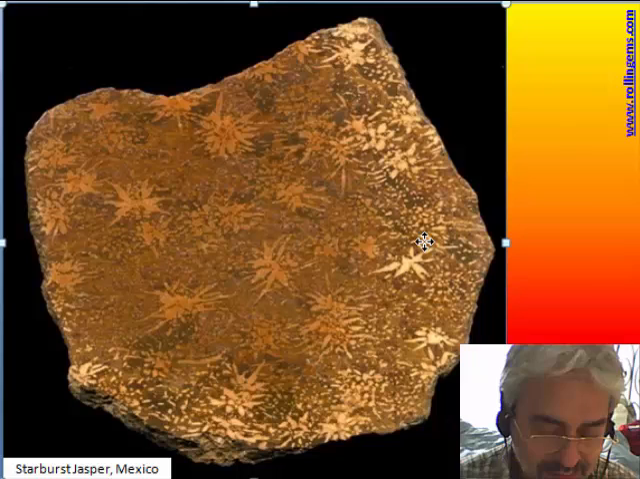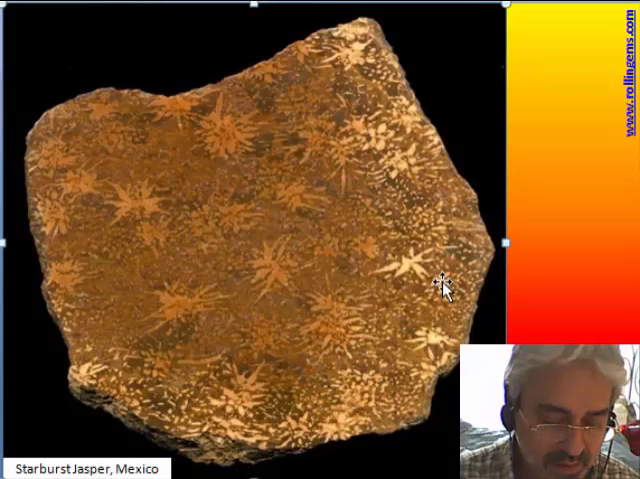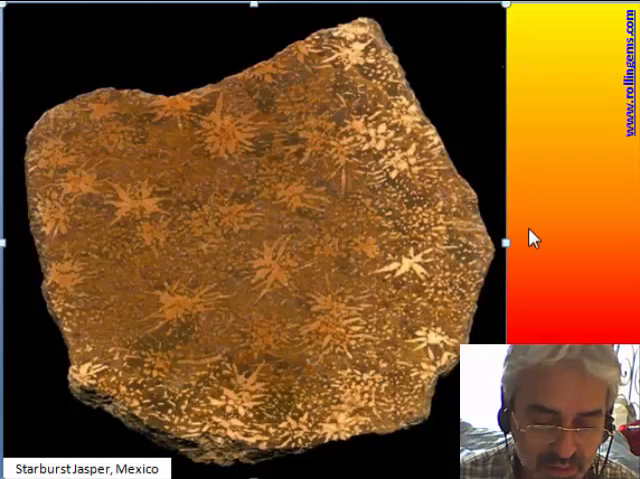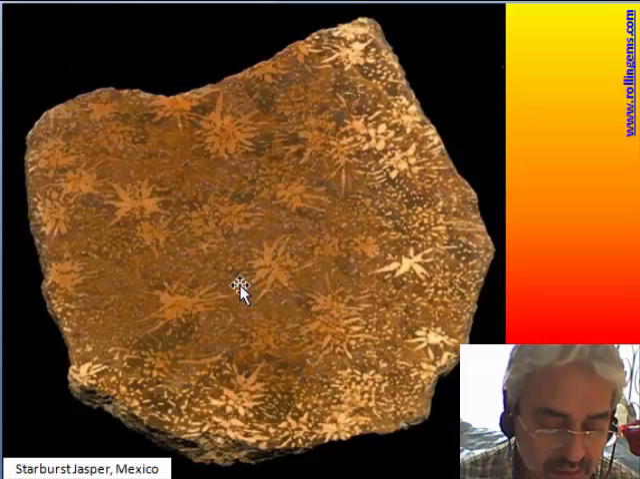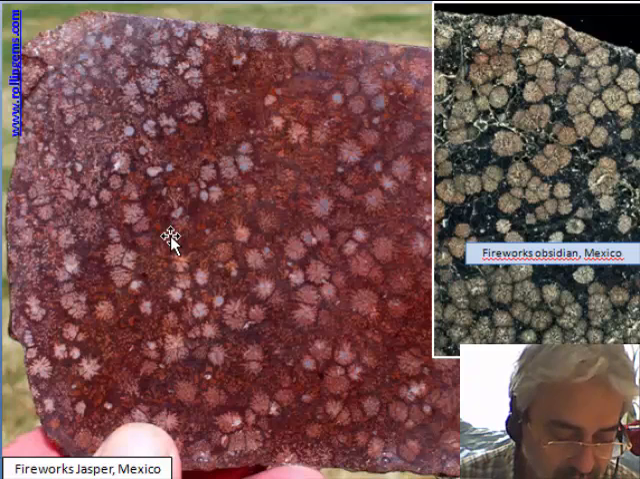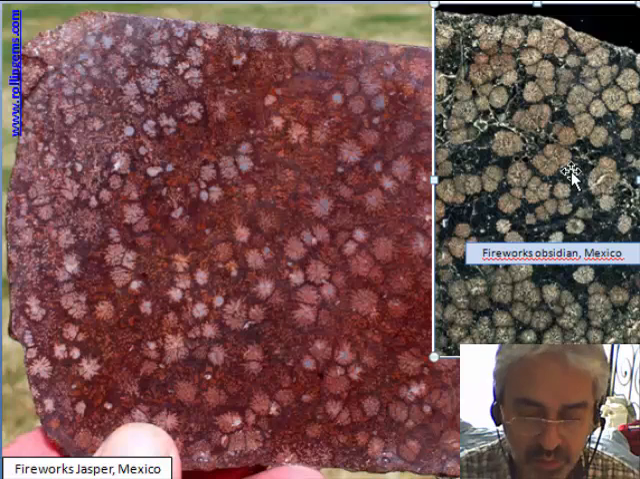This is another kind of devitrification. It's not like spherulites, but it's more dendritic. In the starburst jasper, we see that the devitrification starts at some point, that is where some small phenocrysts of feldspar are present in the glass, and they make a dendritic dissolution of the obsidian, but also spotted in all the glass. Another kind of similar dendritic devitrification is in this jasper that has another famous counterpart in obsidian, the firework obsidian, that is probably the precursor of this kind of jasper.